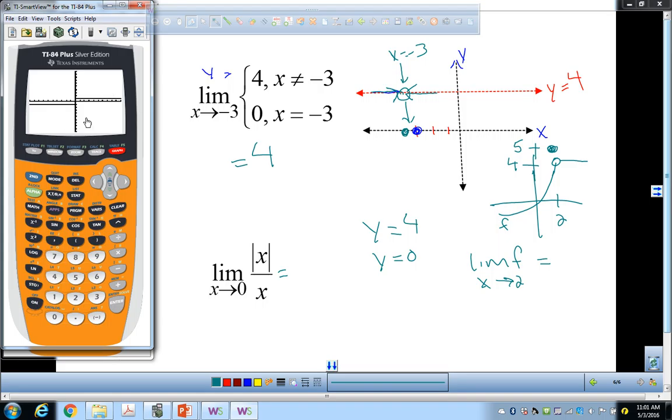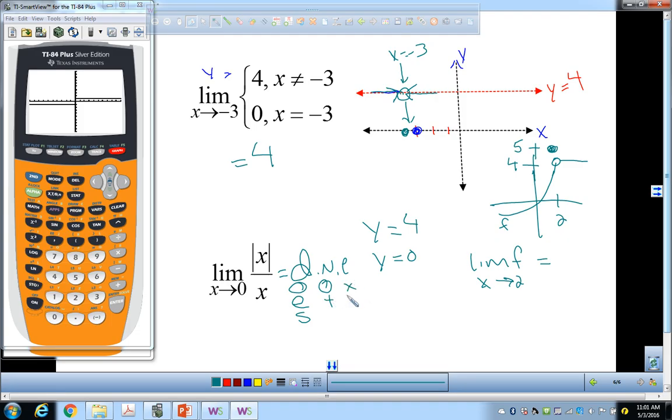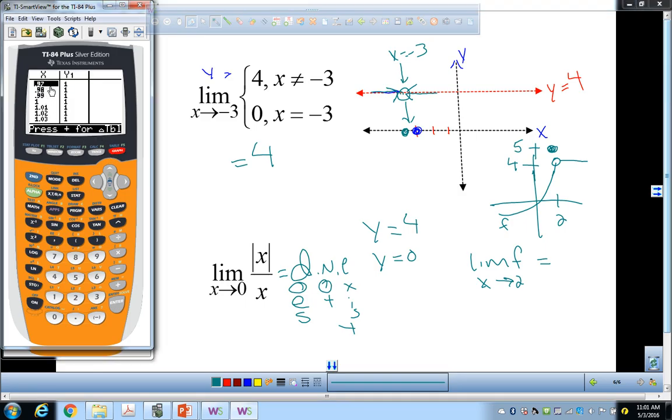+1. So because that jumps right at 0, the definition of a limit says that it has to approach the same value from the left hand and right hand. So the limit is DNE. You know what DNE means? Does not exist. Okay?